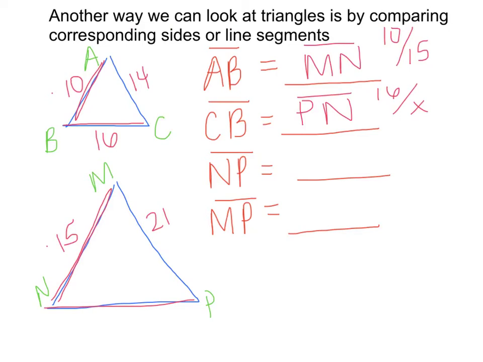Alright, and then we have NP. That is going to be the same one we talked about, but you're going to write it BC here because they went from N to P, so you want to go from B to C. And that is going to be something over 16. It's the same X. And then we have MP, which is here. It's going to be the same as AC, which is going to be 21 over 14.